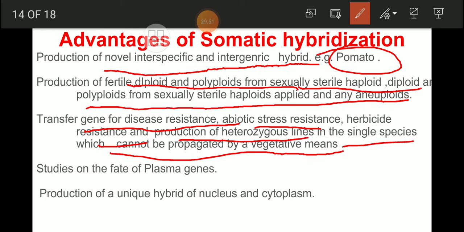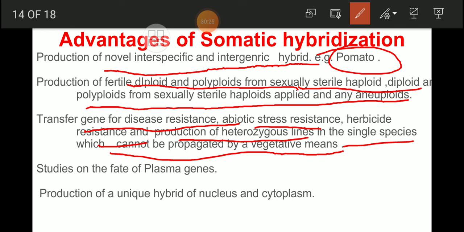means by taking somatic cells, vegetative cells of a sexually reproducing plant, we can develop a new plant having various types of genes. Suppose A is a disease resistant variety and B is disease susceptible. If we fuse the protoplasts of these two, then we will be able to develop a C variety, a hybrid variety with disease resistance. Same condition in case of abiotic stresses.